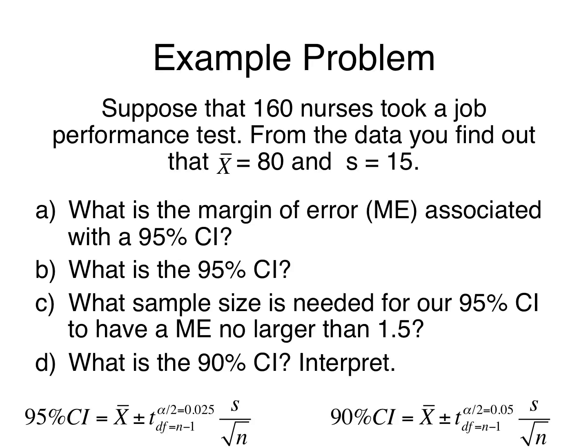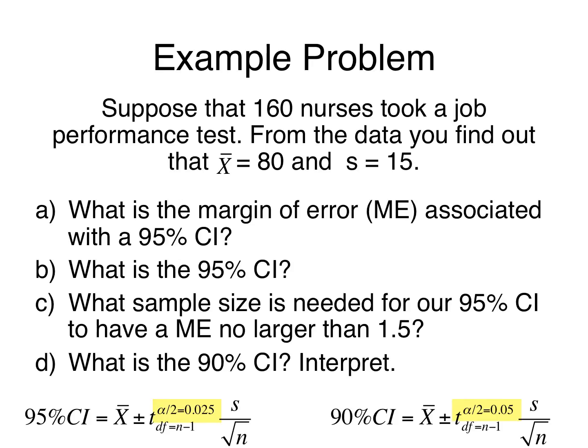Suppose that 160 nurses took a job performance test. From the data, you find that the sample mean equals 80 and the sample standard deviation equals 15. What is the margin of error associated with a 95% confidence interval? What is the 95% confidence interval? What sample size is needed for our 95% confidence interval to have a margin of error no larger than 1.5? And what is a 90% confidence interval? Interpret.